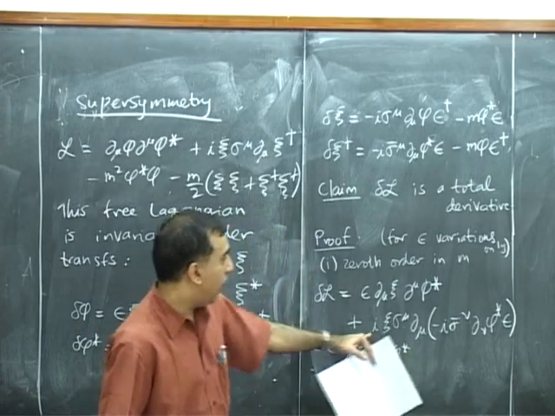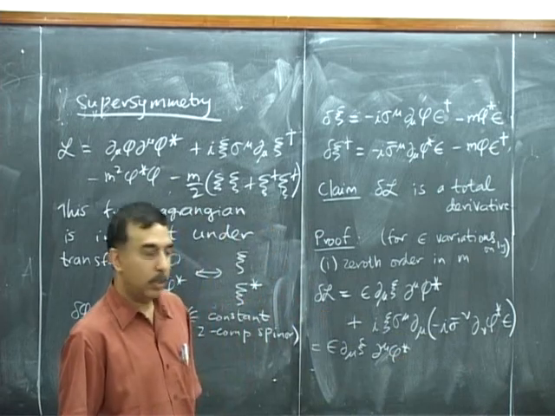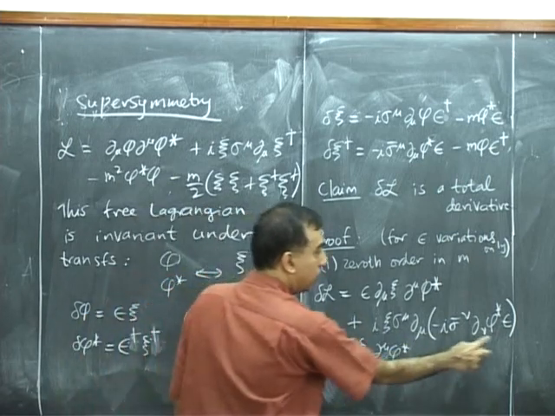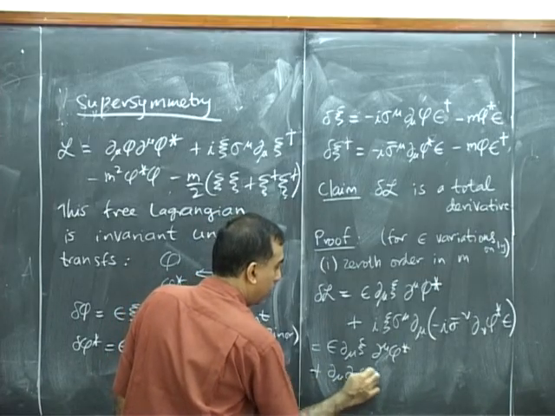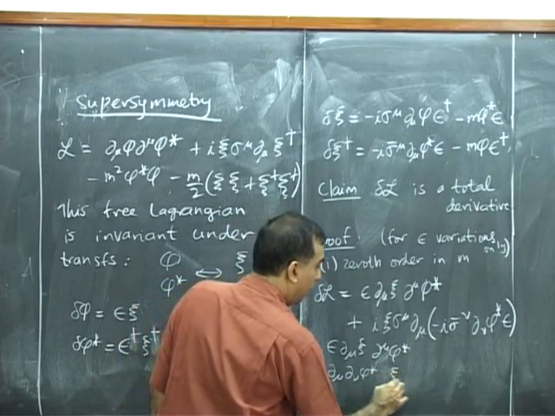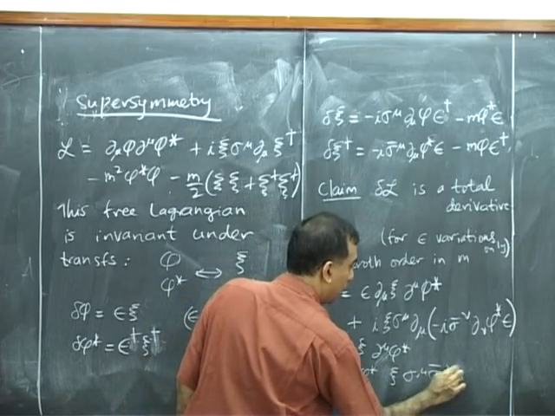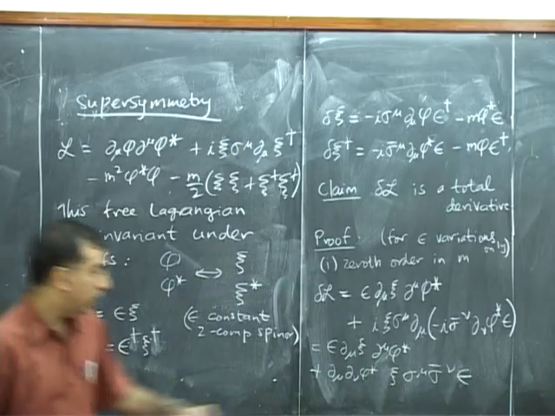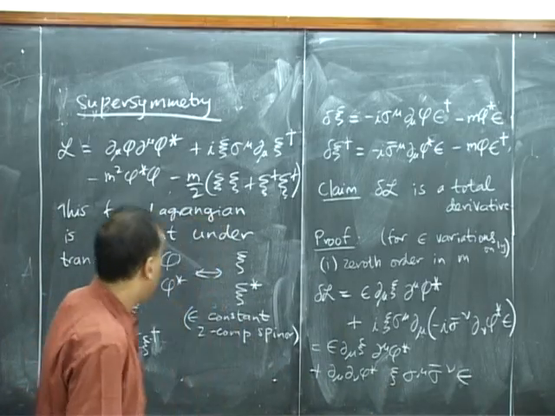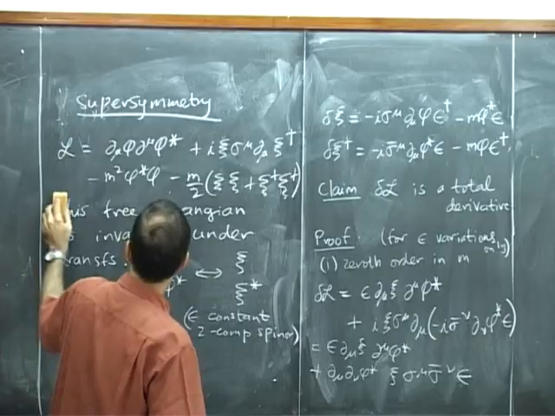For the second term, i and minus i cancel each other out. Okay, and ∂_μ acts only on ∂_μφ*. So it's plus ∂_μφ* ψ σ^μ σ̄^μ ε. So far so good. Now I hope you can see what's going to happen.